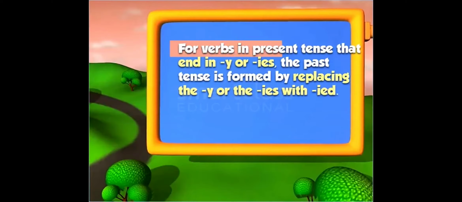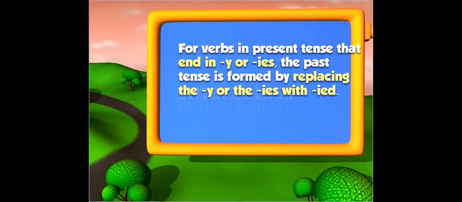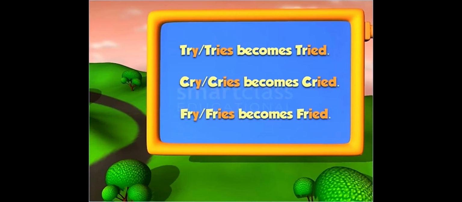for verbs in present tense that end in Y or IES, the past tense is formed by replacing the Y or the IES with IED. For example, try or tries becomes tried. Cry or cries becomes cried. Fry or fries becomes fried.